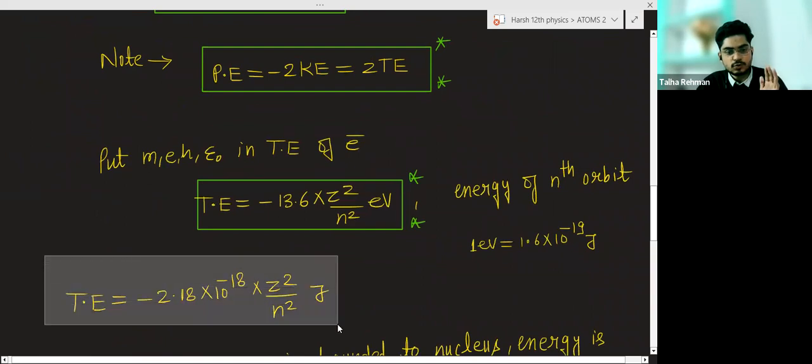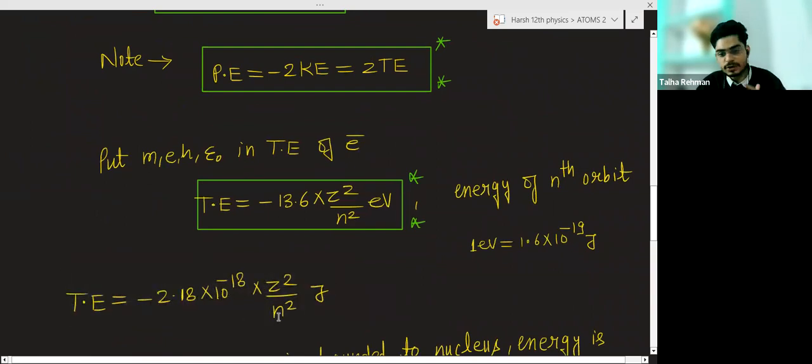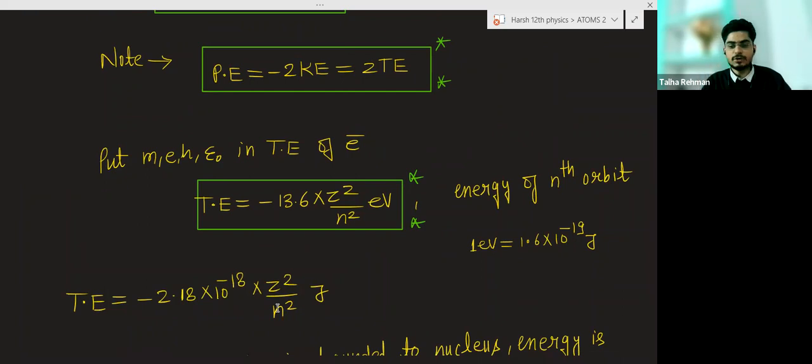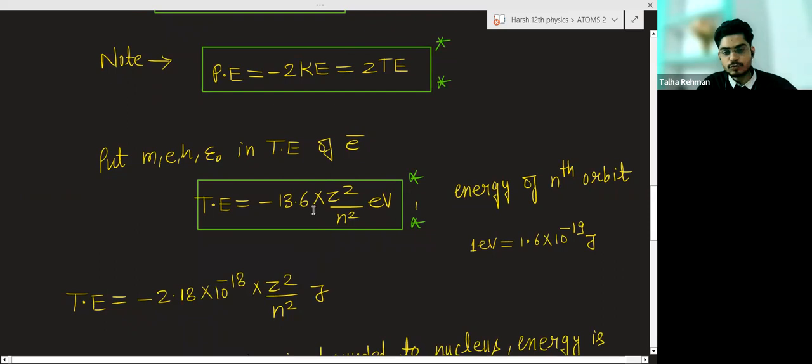Minus 2.18 into 10 to the power minus 18 joule, into Z square by n square. Z is the atomic number, n is the number of the shell. For first shell n is equal to 1, second shell n is equal to 2. If you want to calculate in electron volts, then this will be the formula.